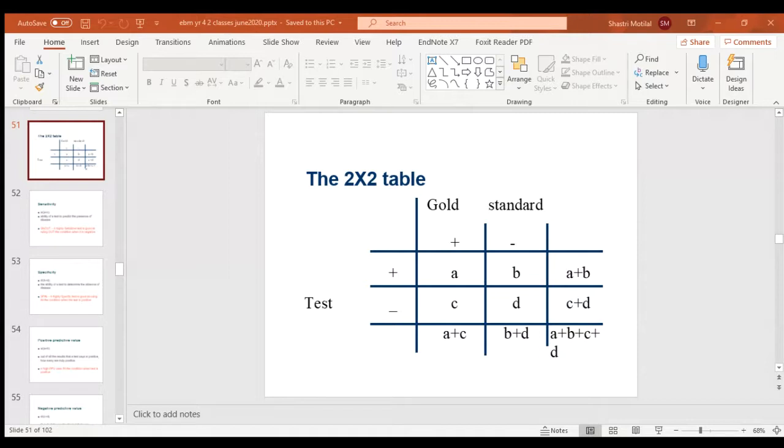It means C does not exist. Most correct. C is 0. So a test that's 100% sensitive has no false negatives. Right? Make sense? So a test that's 100% sensitive has no false negatives.